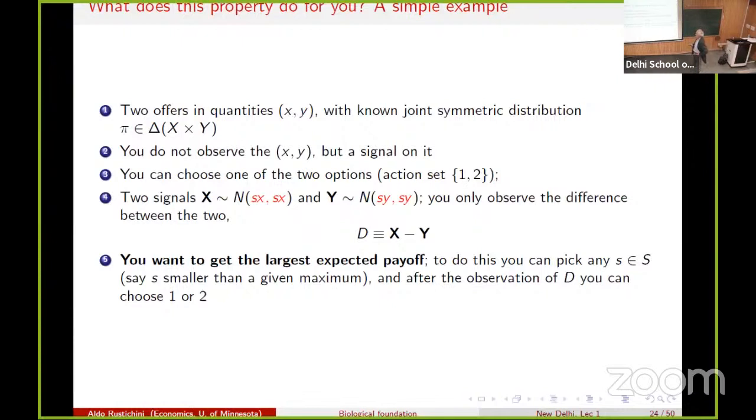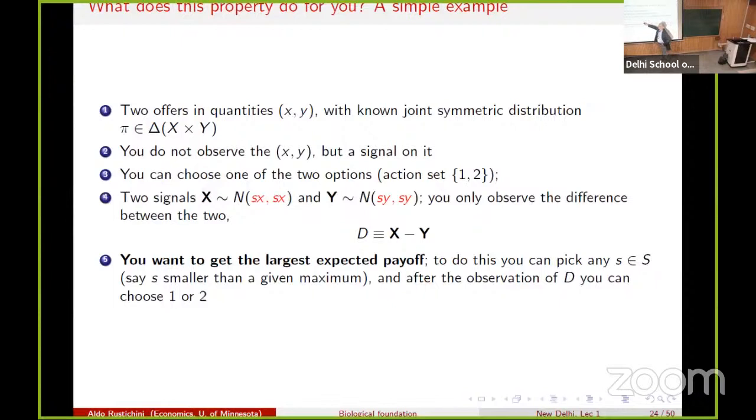Let's explain it this way. I offer you two quantities, x and y. They have a joint symmetric distribution that is unknown. You don't observe x and y, but you observe a signal on them. The signal is normal, with mean and standard deviation proportional to the real number, x, and an s, which is the slope of the firing rate that you can control. And the same for y. So you are an engineer, and I ask you, how do I choose the s?